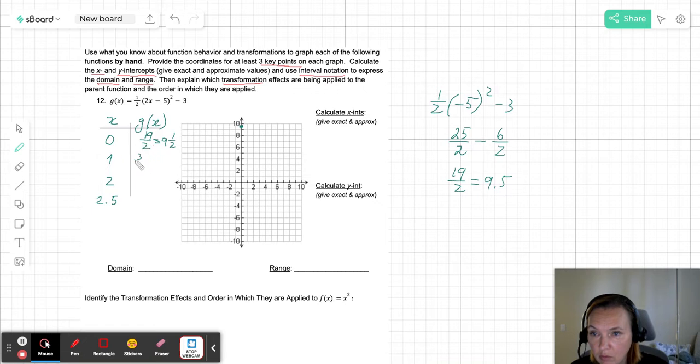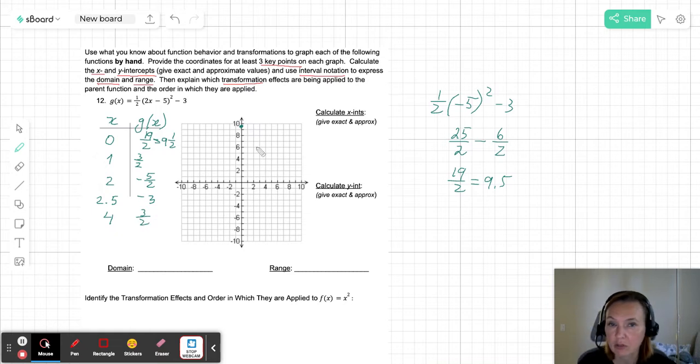It's going to be equal to 3 over 2. When x equals 2, it's going to be -5 over 2. And then I also did 2.5, so then it's going to be -3. We can also do 4, and then we will actually see that the value of g of x is going to be 3 over 2 as well. So let's sketch those points and see what's happening.